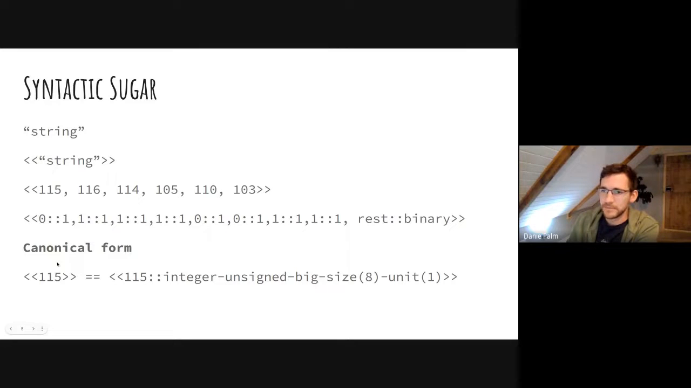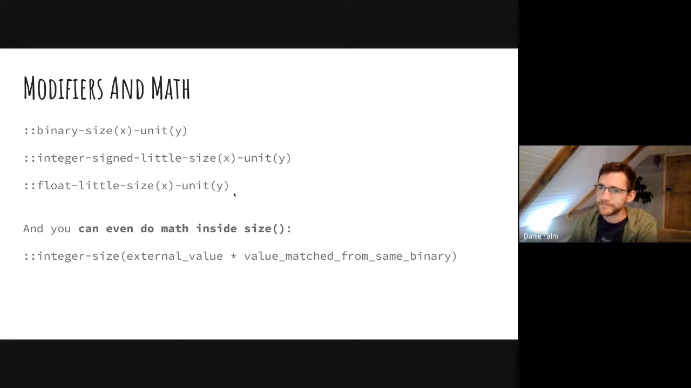But just to come back to the canonical form, if you don't give any modifiers, it's equivalent to saying this is an integer, it's unsigned, it's big endian, it has a size of 8, and it has a unit of 1. Of course, nobody wants to write all of that, and it's very convenient to work with this canonical form, but nothing stops you from feeding binaries in any form to Elixir, and nothing stops you from matching components out of a binary using any of these modifiers. So let's look a bit at the modifiers.